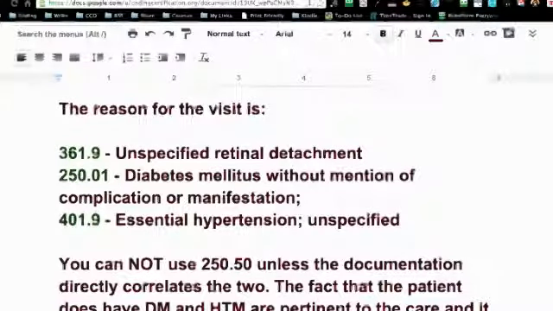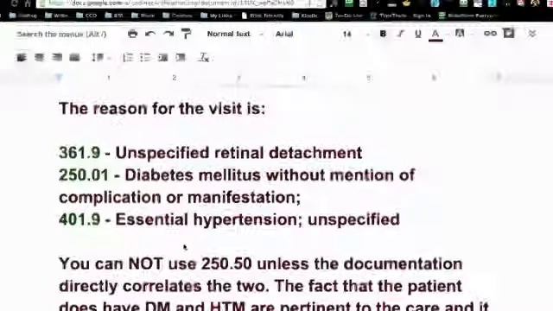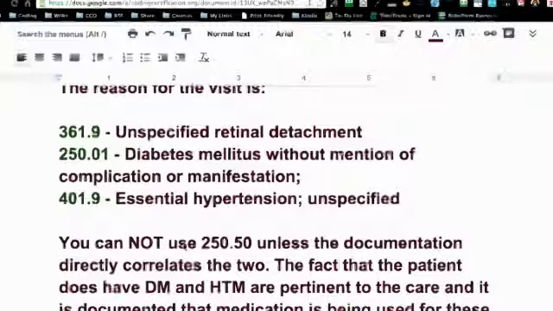So what does the patient have? He has a detached retina, 361.9. He has diabetes, 250.01. There is no manifestation in there, and he has hypertension. Now, just so you know, for a detached retina, the things that are important are the fact that he is diabetic and the fact that he has hypertension. Both of those conditions will affect his care, but he's there for the detached retina.